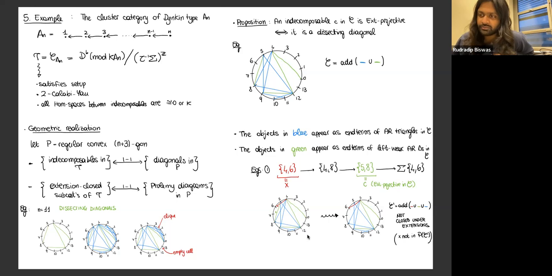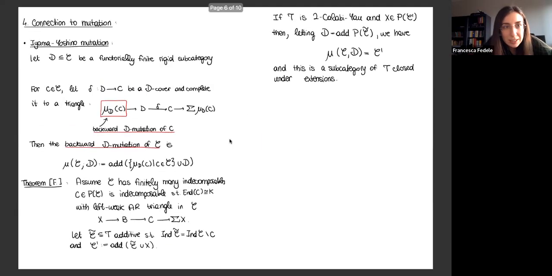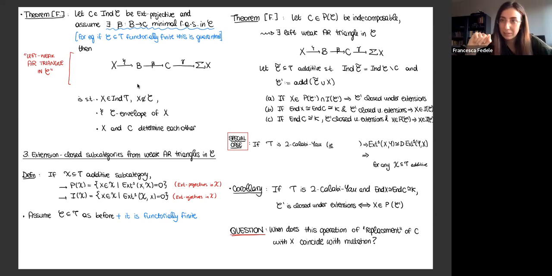Any other questions? David, were you about to ask something? Yeah, I was going to ask, so you have these Ext-projectives, and you took these weak left almost Auslander-Reiten sequences. And so the reason why it couldn't be an AR sequence is because this term on the right-hand side was Ext-projective. But in the bigger triangulated category, you could take an AR sequence, right? Yes.